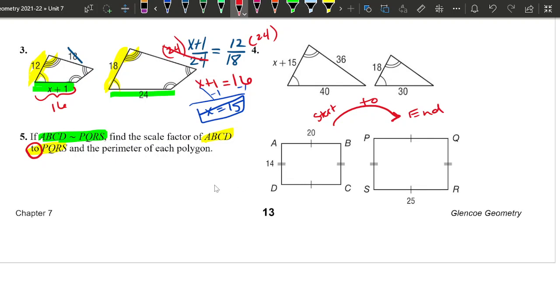Very, very important. So the start is going to be the numerator. So this one on the left is going to be the numerators. And on the right, the large one will be the denominators. All right. So now we need to match up 2 sides. On the little one I have a 14 and a 20. And in the big one all I have is 25 and none of those sides match up.